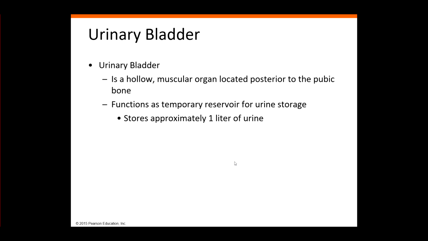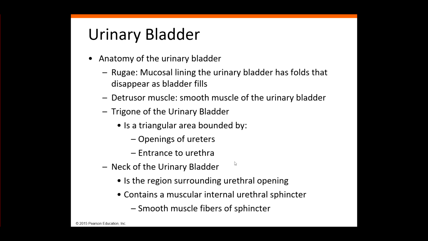You could think of this as a hollow muscular organ that's located right behind our pubic bone. And all it does is store urine. It can hold on average about 1 liter of urine. Everybody's a little bit different. And some people can hold more, some people can hold less, but figure on average 1 liter of urine. So let's take a look at the structures that you should know. So when you look inside the bladder, you're going to see that there are folds of the mucosa. These folds are known as rugae.